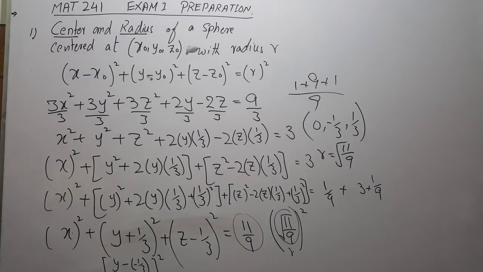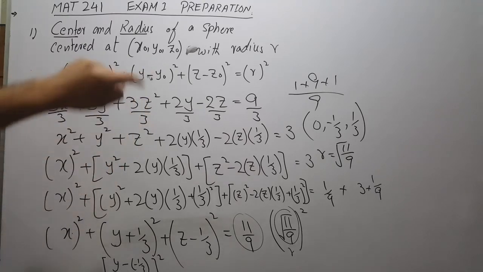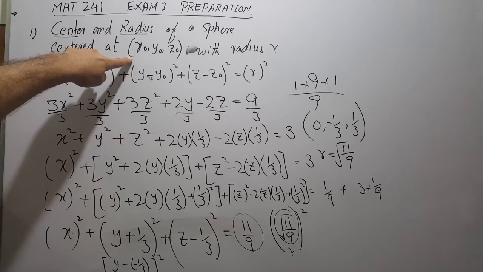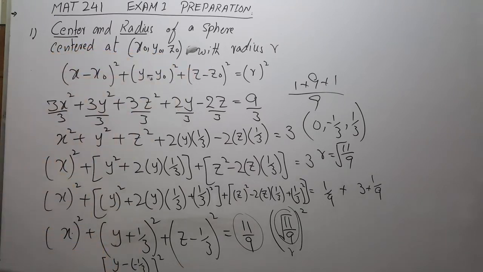So I hope if any such question is asked, to find the center and the radius of a sphere, and the equation of the sphere is given, then you would be able to transform that equation into this format and then find out x naught, y naught, z naught, which would be the center of the sphere, and r would be the radius of that sphere.